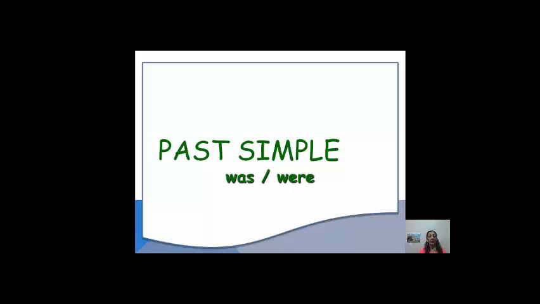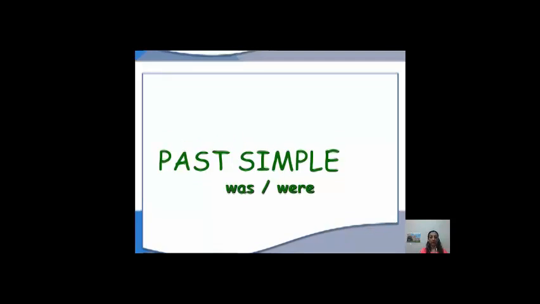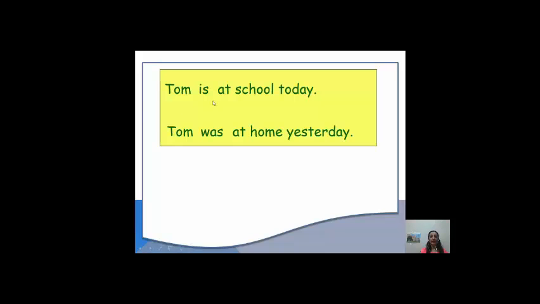This is a very important irregular verb in the past simple tense. Verb to be. Verb to be in the past: was or were. Tom is at school today. This is the present simple tense. Is changed to was in the past simple tense. So Tom was at home yesterday. Yesterday is a key word for the past simple tense. Is changed to was.